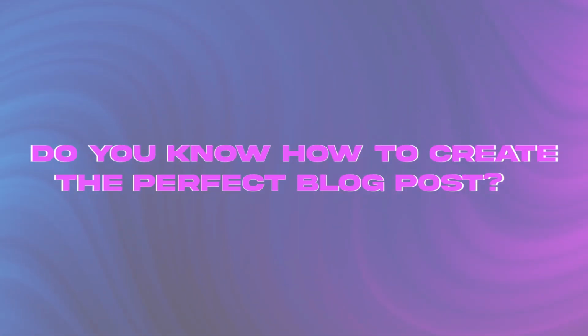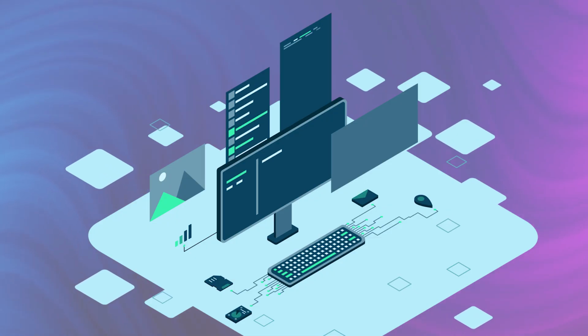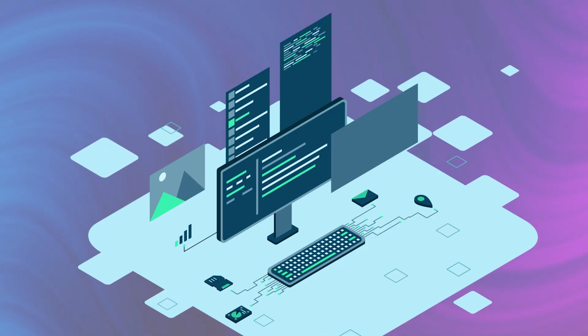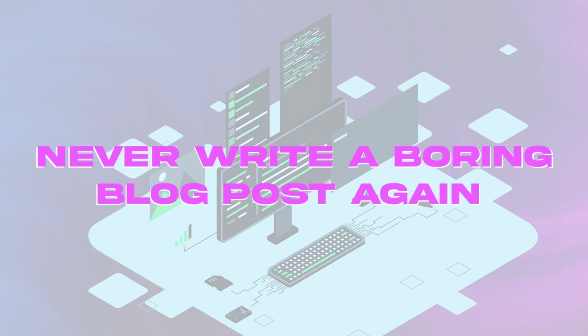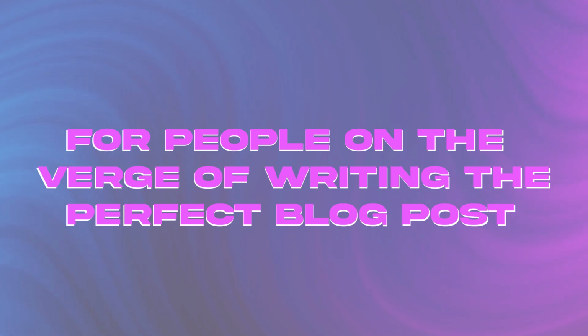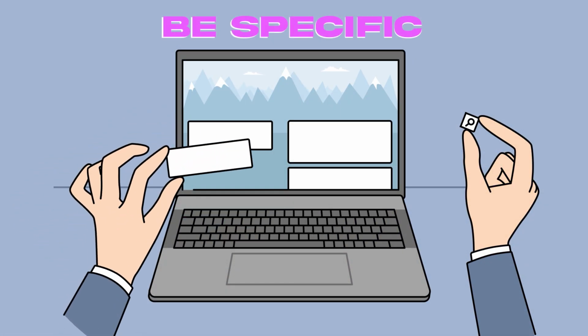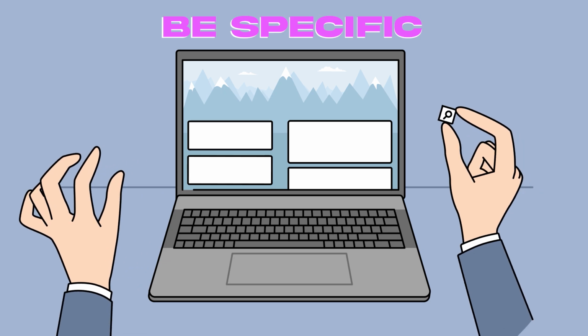Use questions like, "Do you know how to create the perfect blog post?" Use curiosity gaps like "10 ingredients in a perfect blog post. Number 9 is very clever." Use negatives like "Never write a boring blog post again." Reference your audience, such as "For people on the verge of writing the perfect blog post." Be specific, for example, "The 6-part process to getting twice the traffic to your next blog post."